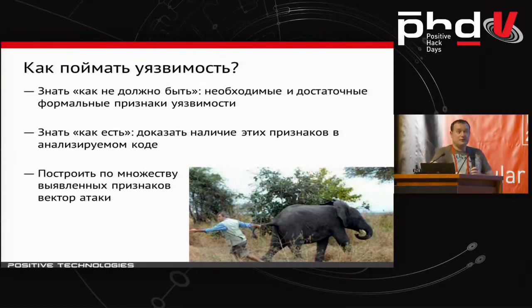To catch a vulnerability, you need to know three things. First, you need to know how it shouldn't be: the formal, mathematical prerequisites of the bug in the code, so that we could say, yes, this code has a vulnerability. Then we should understand how it really is, because it's not always that you can take a code, analyze it and say, yes, we have signs here, or no, we don't. So we have to know it. And once we can, we should build the attack vector and confirm the vulnerability.